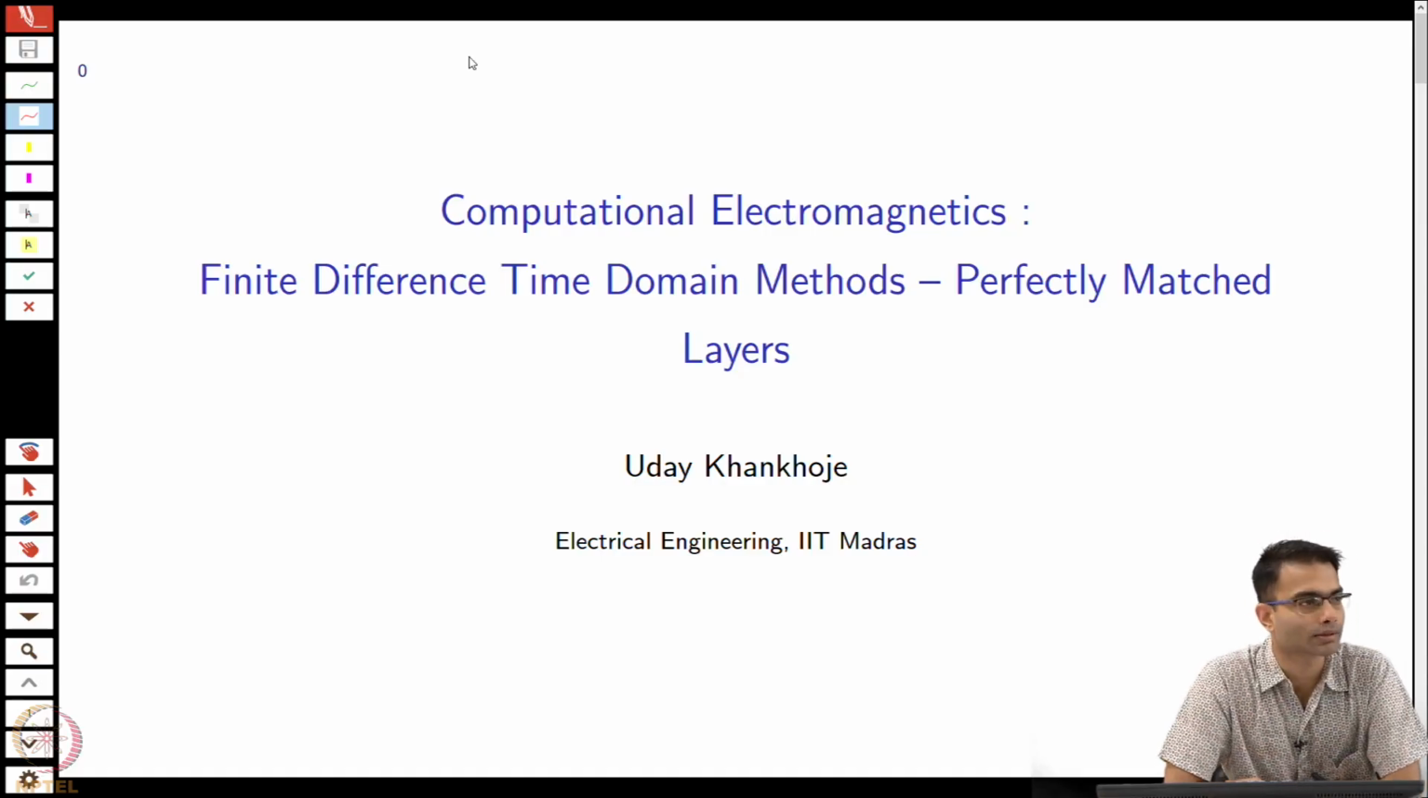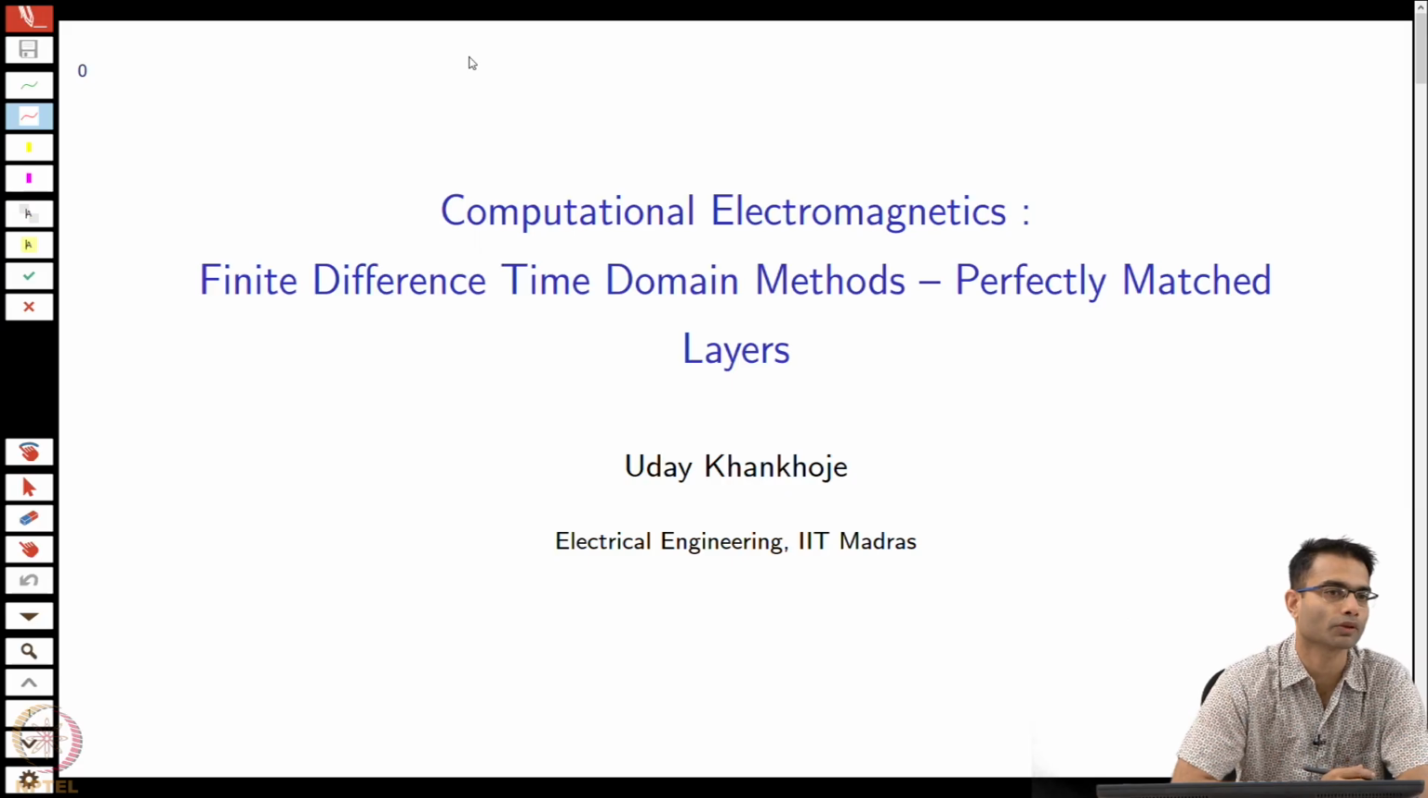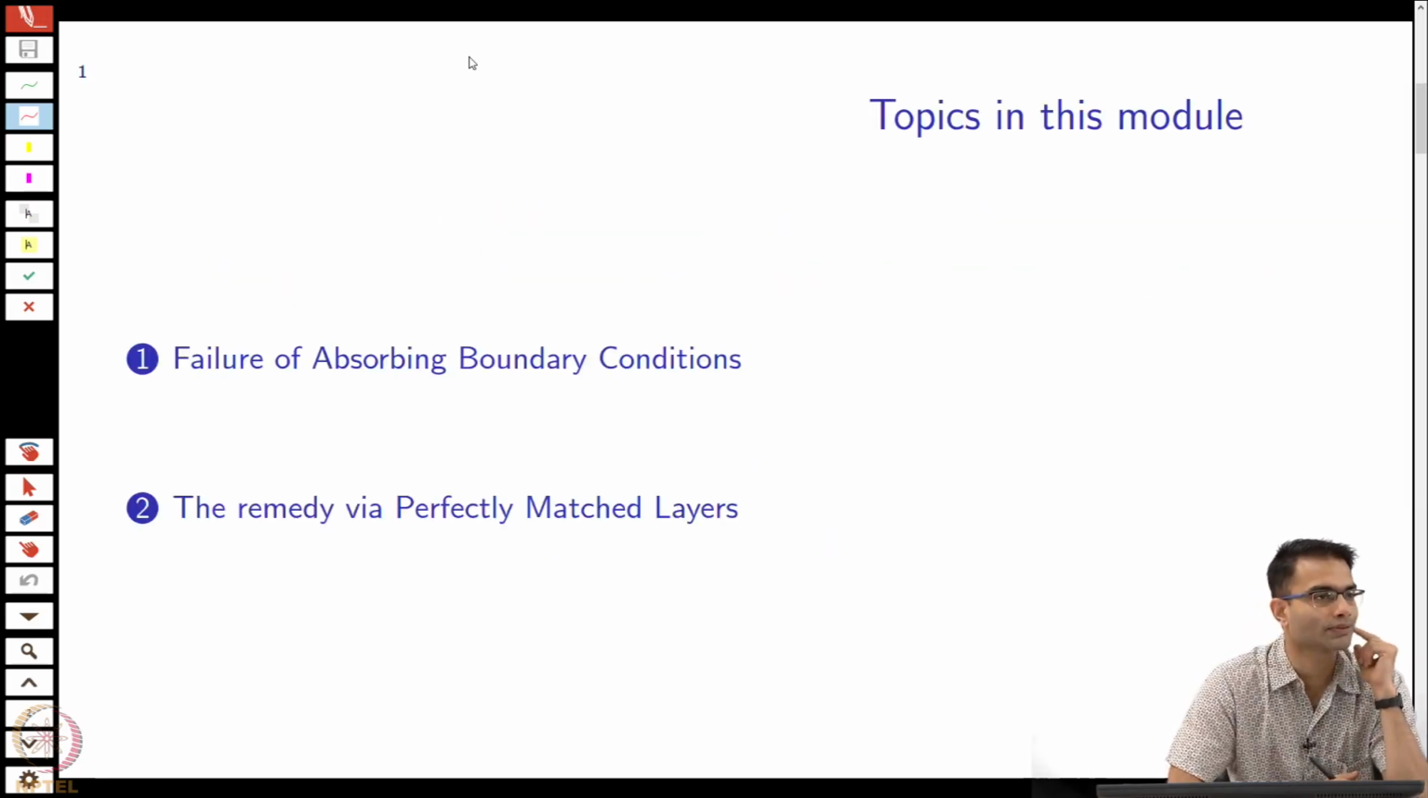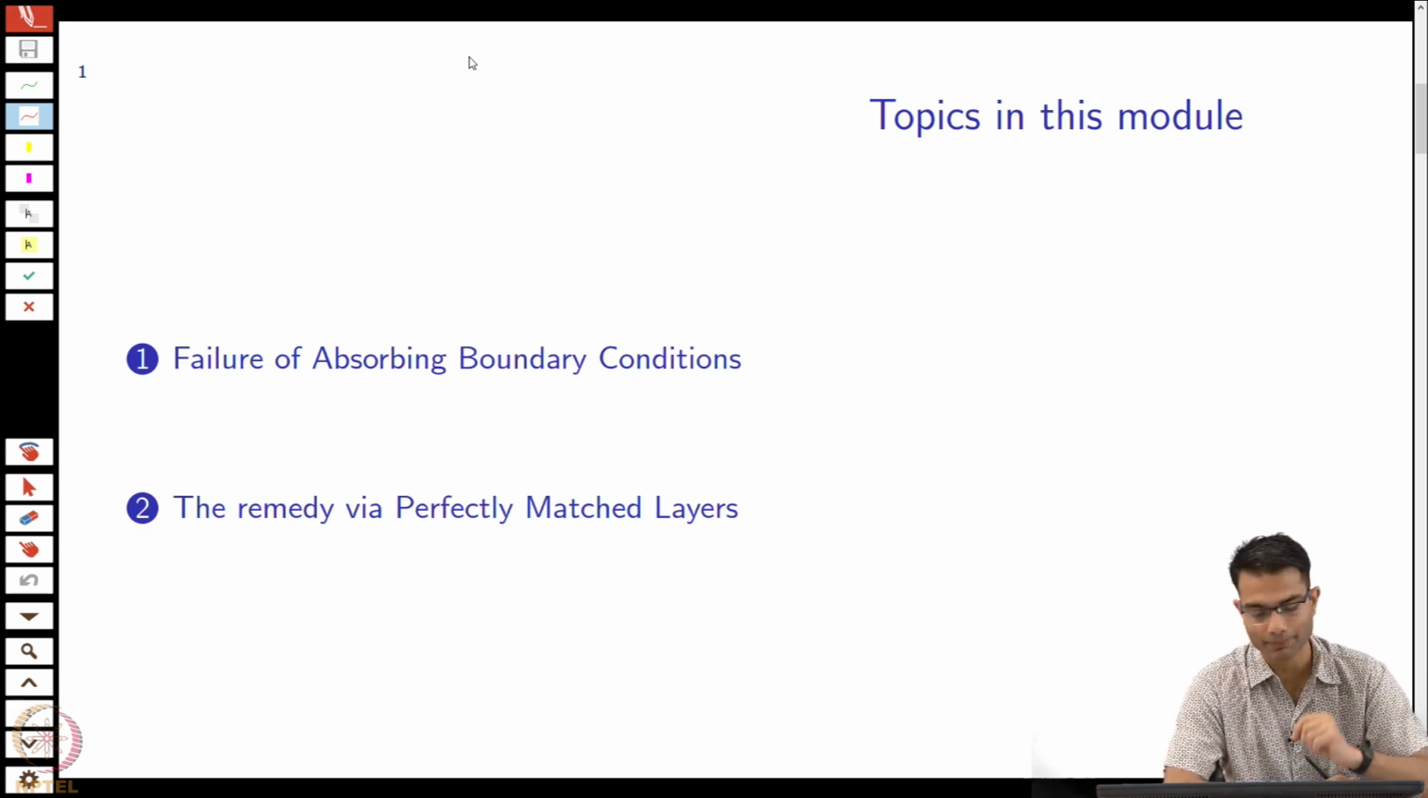So, the next very important module that we are going to talk about is implementing, first conceptualizing and then implementing what are called perfectly matched layers. To motivate this, first we will start with why do absorbing boundary conditions fail, and then the remedy. Okay. So, you have some motivation and then we come to perfectly matched layers.